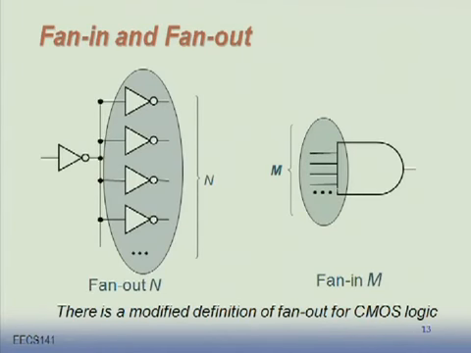There are a few other properties that we would like to talk about. One of them is fan out. Fan out has two different definitions. There is a conventional definition and a more modern one that applies only to CMOS. Simple definition of fan out is the number of gates that it drives.